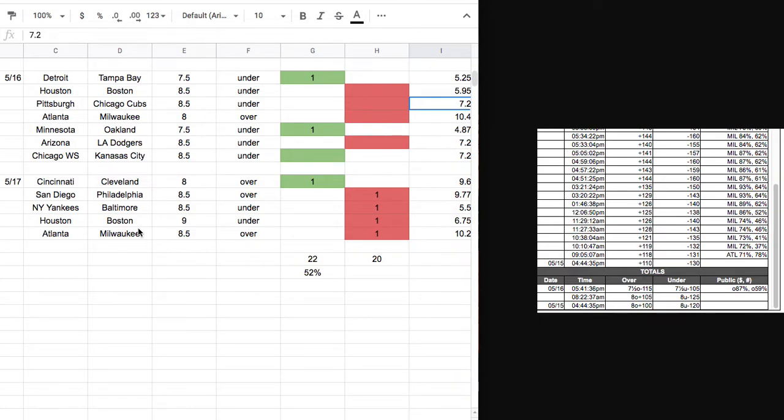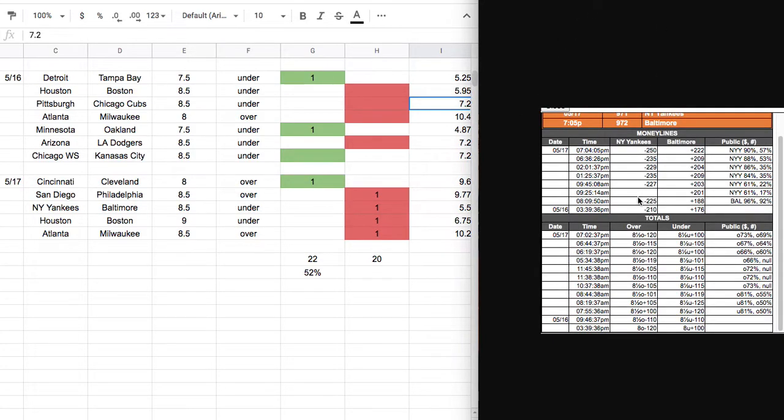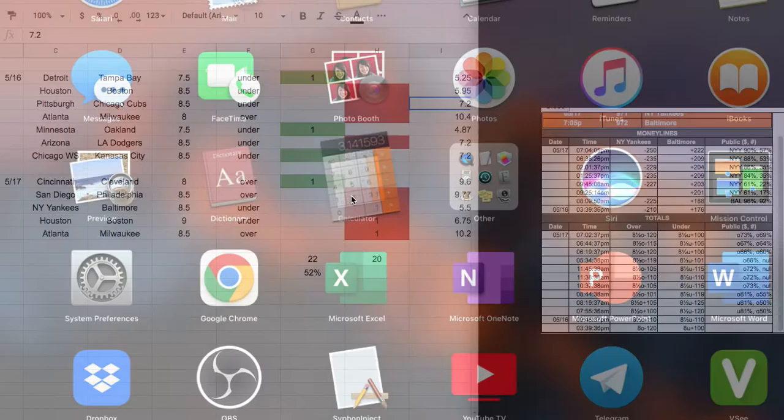All right, so now we move on to this day, Cincinnati, Cleveland. The model went 1-4 on its own with no handicapping. All right, so the first game we're going to look at, again, same situation here. This was on the over. So this San Diego was 8.5. Our line was 9.77.